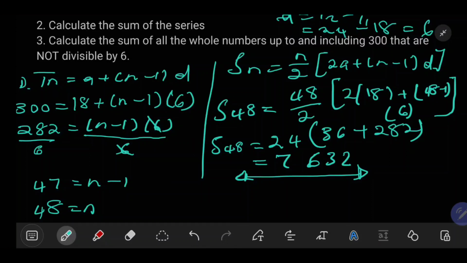I hope everything is still clear and we are still together. Okay, so number 3 says calculate the sum of all the whole numbers up to and including 300 that are not divisible by 6. Okay, they want you to calculate the sum of all the whole numbers. Okay, so from the number system, we know that the whole numbers, they start from 1.